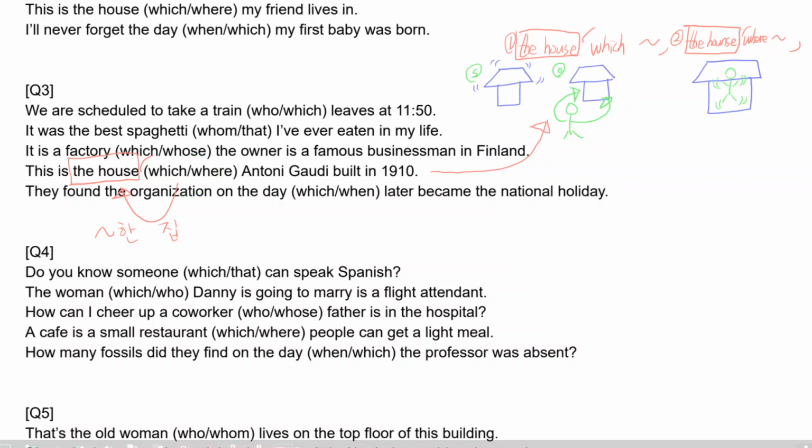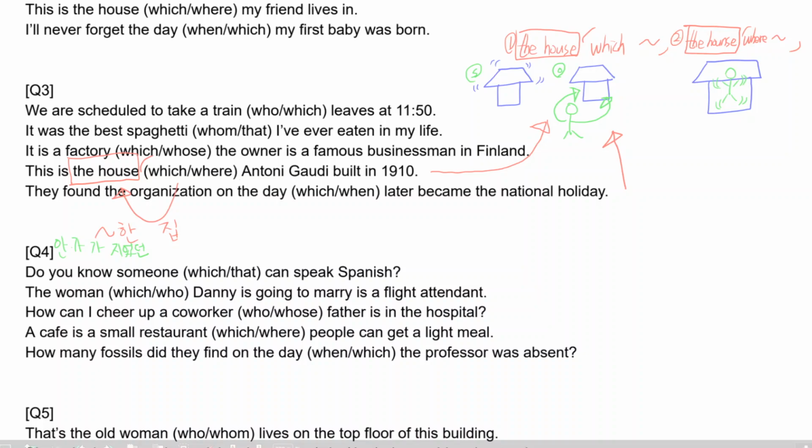And if we now see the sentence here, "Antonio Gaudi built in 1910," right? So which one do you think is right? By the way, Antonio Gaudi was a Spanish architect. He is very famous. So 안토니오 가우디가 지었던 집, right? 안토니오 가우디가 지었던 집.